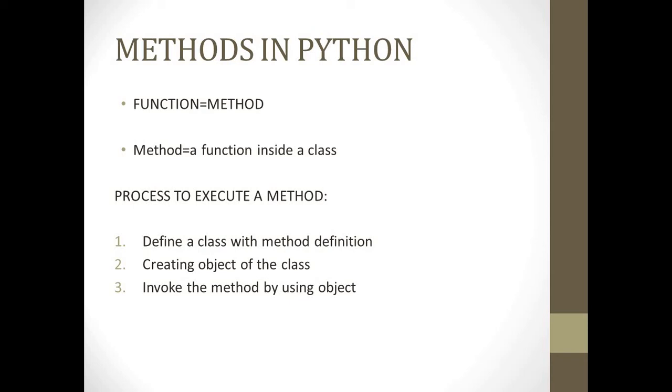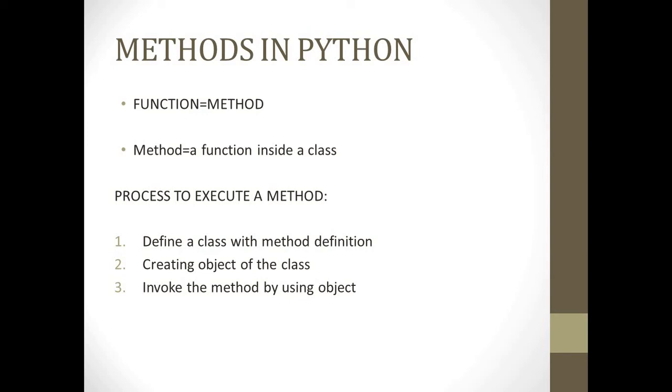What is the process to execute a method? There are three steps. First, define a class with a method definition. That means we have to create a class, as I have already explained the syntax and the creation of a class. Inside it you give the method name, anything you wish. There is a syntax for method creation; I'll explain it in the next slide. Next, create an object of the class. As I said, with the help of the object only we can access the variables and methods present inside the class. Then invoke the method by using the object, like x dot the method name, which I have to call.